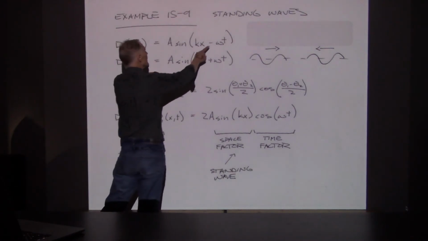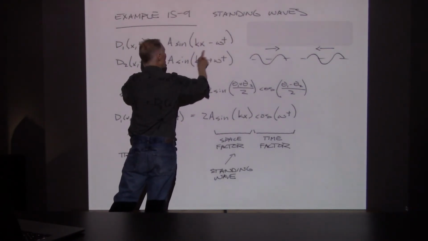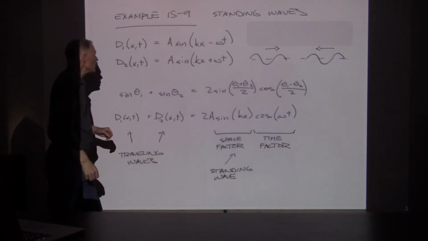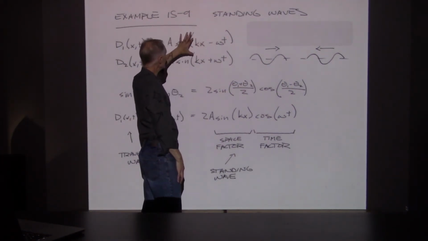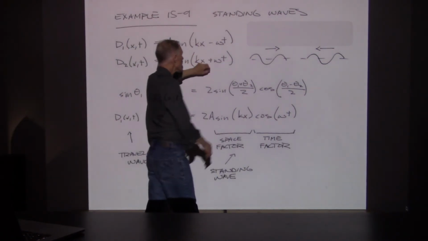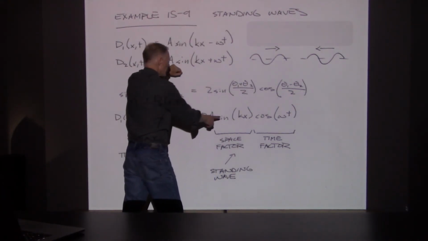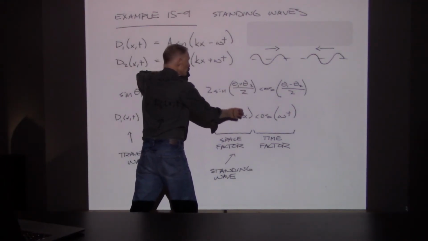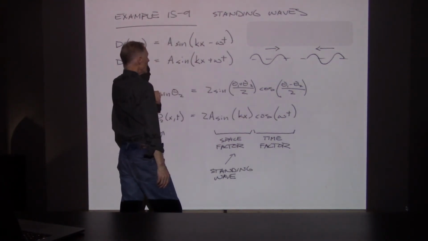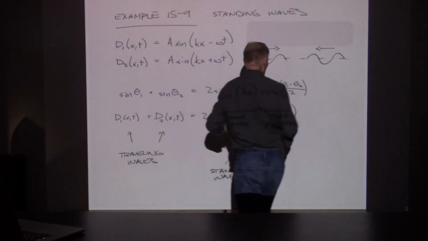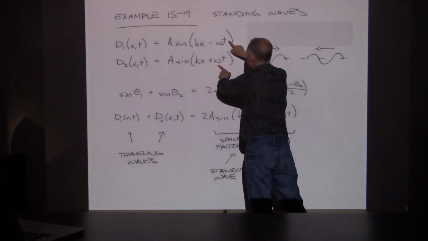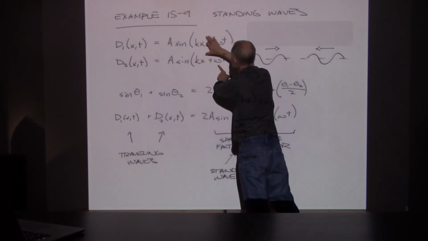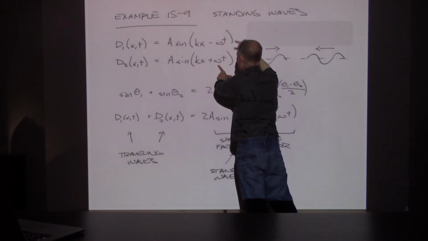Now, if I take that and apply it to these two functions, the sine 1 plus the sine 2, theta 1 is going to be this argument, and theta 2 is all of this. So theta 1 plus theta 2, if I add these two together, I get 2 kx. The omega t's cancel out. And so what I'm left with, divided by 2, is the sine of kx. Similarly, if I take the difference of these two arguments, the kx's cancel, but the omega t's add together.